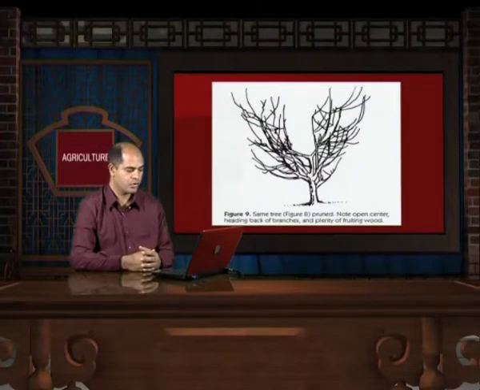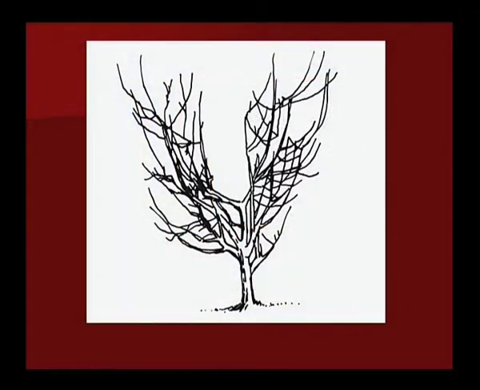This slide shows the pruned picture of a tree with an open center, heading back of branches, and plenty of fruiting wood clearly visible. This slide shows the open center system of training. The open center of the plant and the higher number of fruit bearing branches are clearly visible in the picture.